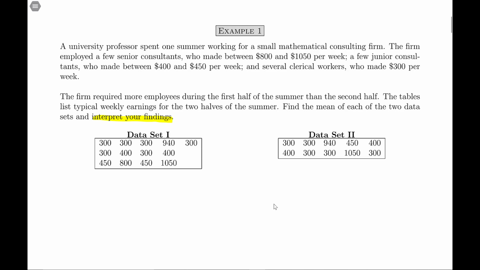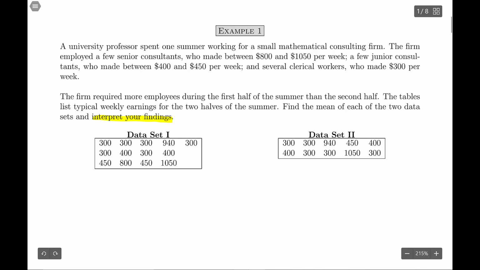And in this particular problem, we're talking about a firm that employs a few senior consultants who make between $800 and $1,050 per week, a few junior consultants who make between $400 and $450 per week, and then clerical workers who made $300 per week. The firm acquired more employees during the first half of the summer than in the second half, and then the table lists the weekly earnings for the two halves of the summer. Find the mean of each of the two data sets, and then interpret our findings.